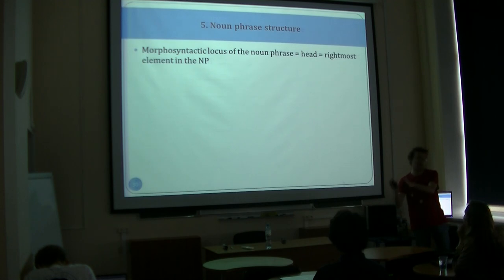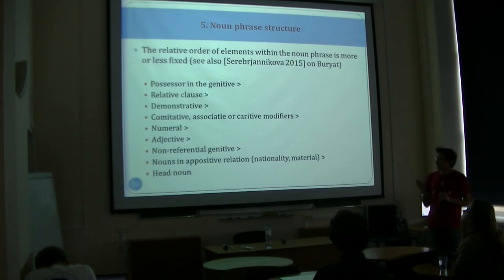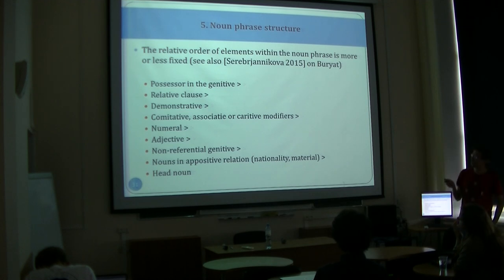and the morphosyntactic box. So for example, the case markers that pertain to the noun phrase are always on its rightmost element, regardless of the internal structure. Okay? Sometimes it's very transparent, sometimes it's less transparent. Here is the linear order of the noun phrase. Well, it's kind of expected in many respects.